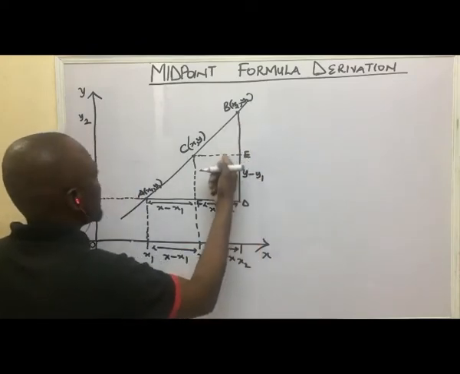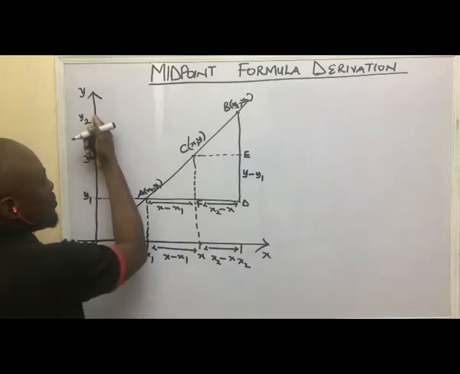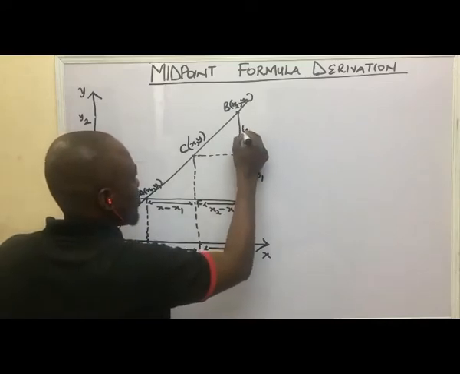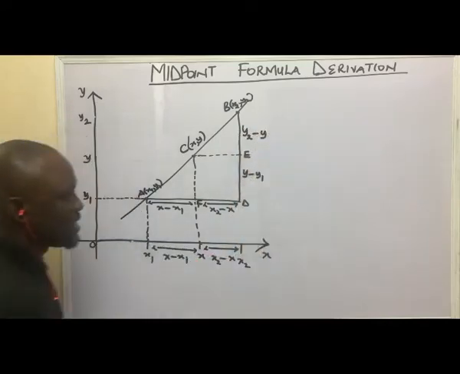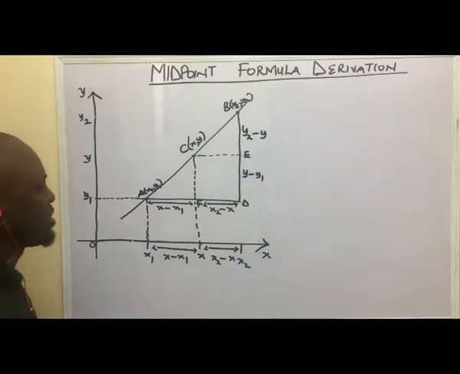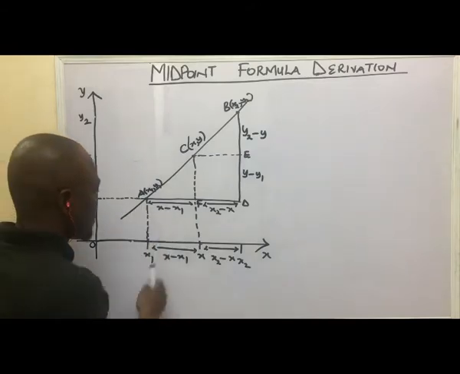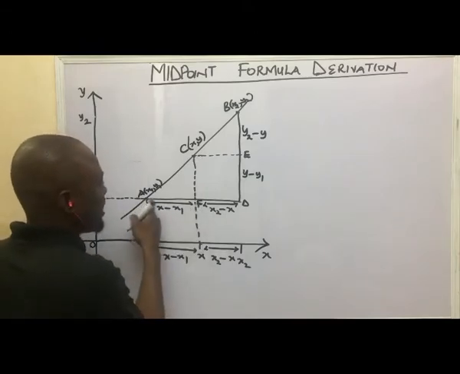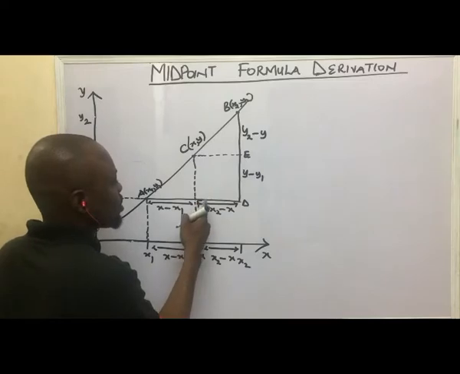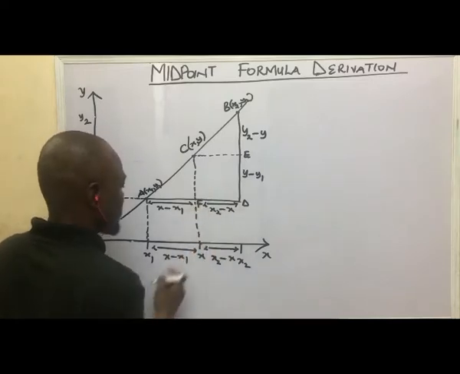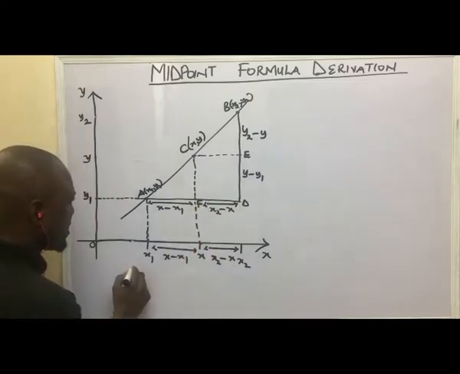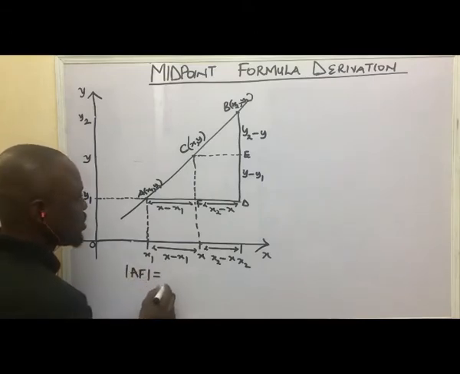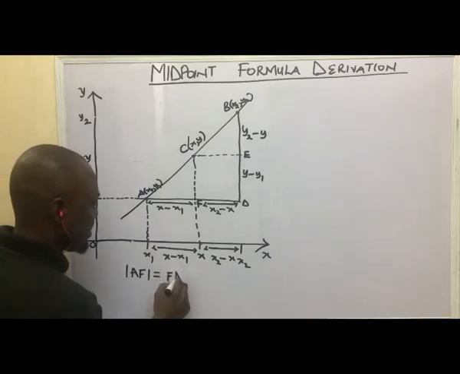I'll come to this side. I have y here, and I have y sub 2. So the difference will be y sub 2 minus y, so I'm going to plug it here. Y sub 2 minus y. Now, I want to find the midpoint. So what I need to do, I'm going to equate, because the distance between A, F, is equal to the distance between FD. So I'm going to say distance AF equals distance FD.